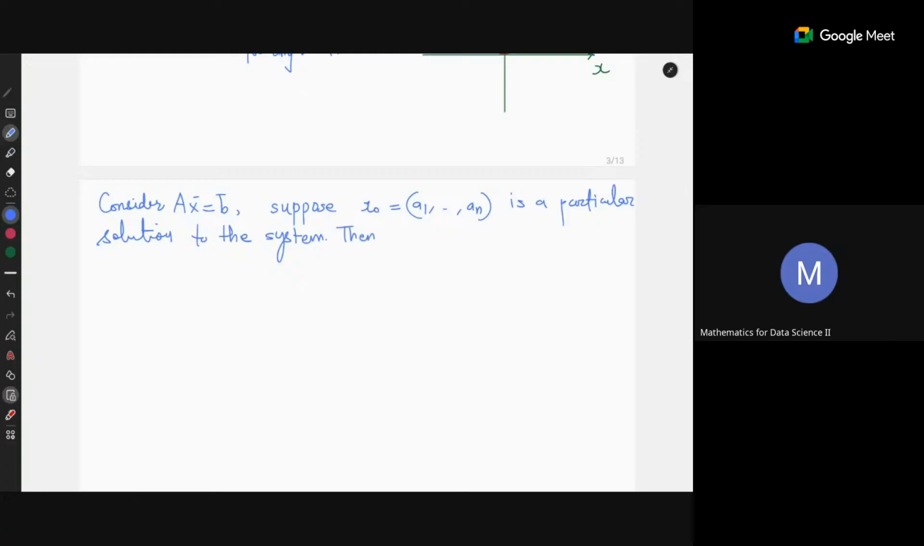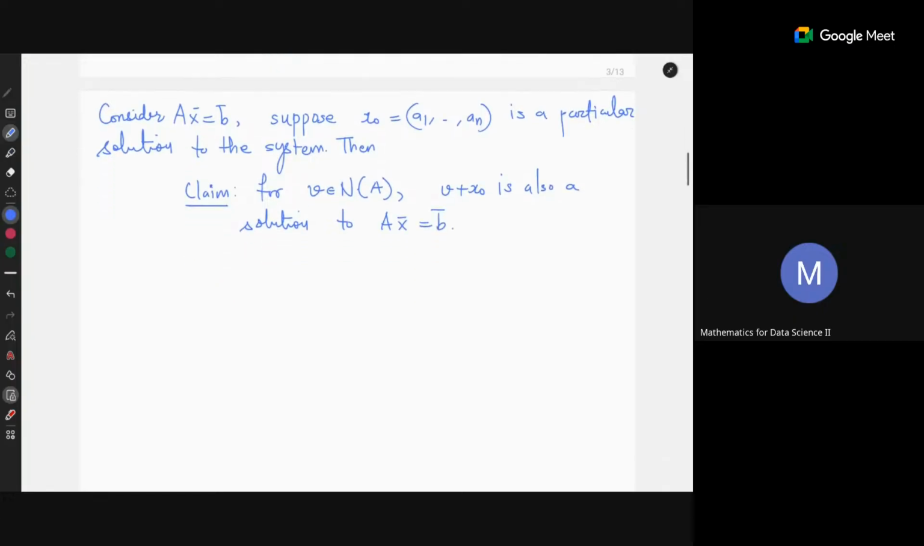Then my claim is that for a vector v in the null space of A, v plus x naught is also a solution to Ax equal to b. All right. So how do we see that? That is my claim. Now, instead of x bar, you need to take this vector itself. So let's take this vector.